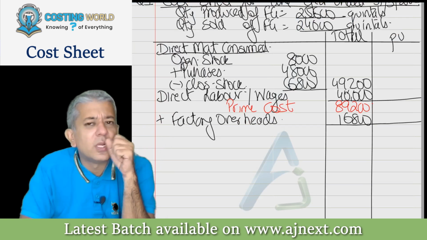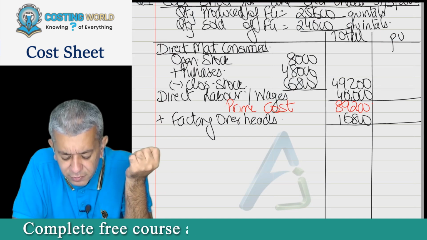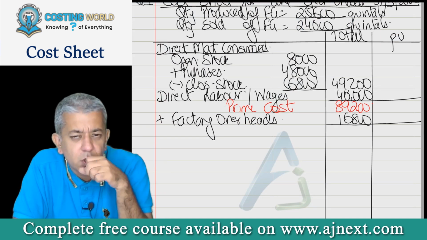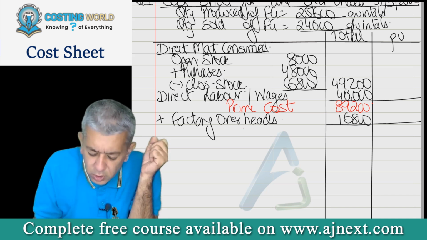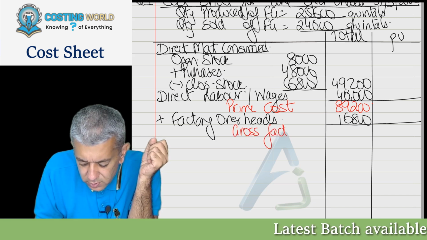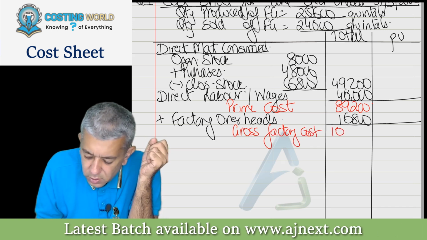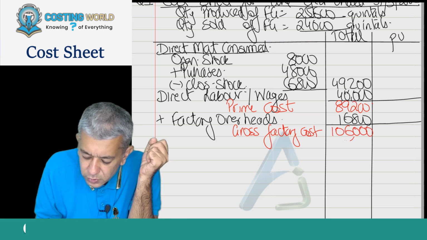Now this total is called what? Yesterday you all made a cost sheet here. We all spent 1.5 hours on it. This total is called what? Gross factory cost. So write down gross factory cost, 1,06,000.